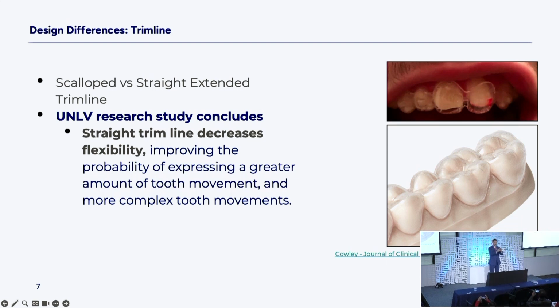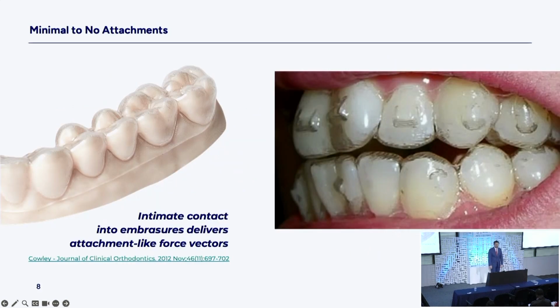If you can keep the aligner more rigid for 2 weeks, it will engage your teeth better and give you better movement and tracking. So we prefer the straight extended trim line because studies show that it's less flexible, it maintains its form over time, and it's more likely to express the tooth movement for you, and you don't have to see, like that top picture shows, the scalloped trim line just not fitting that tooth very well. That's a mess up there.